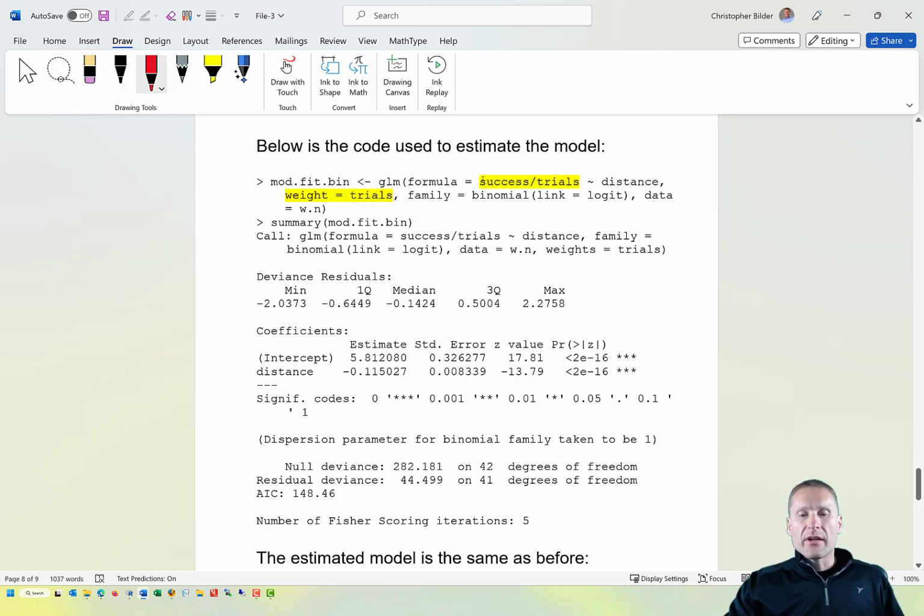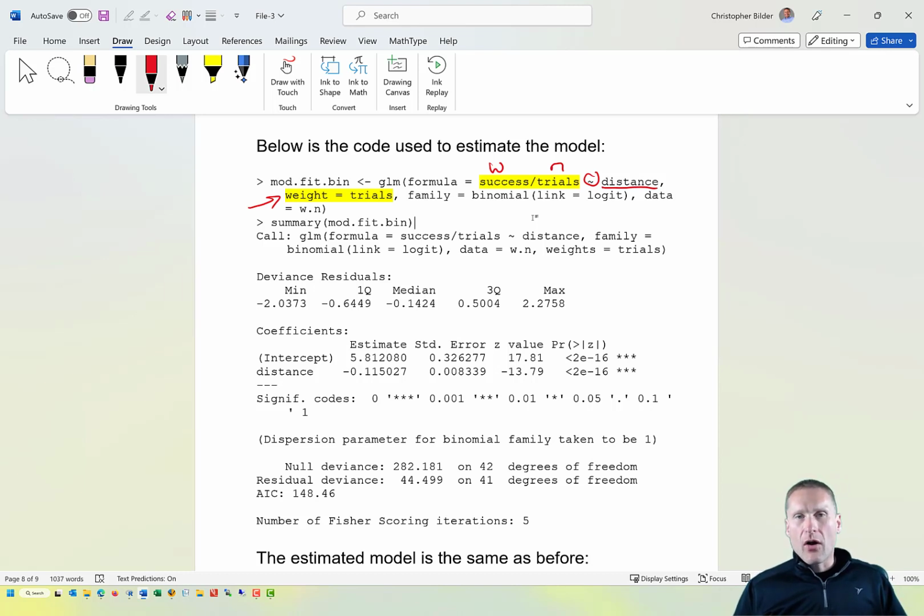I say formula equal. This is where I need to put in essentially my w variable. And then I say /n. So it's like I'm taking w divided by n: the number of successes for each unique distance divided by the number of trials. This isn't actually doing a division there, it's just more of a syntax so that you can see what's going on. Tilde, I put in my explanatory variable of interest.